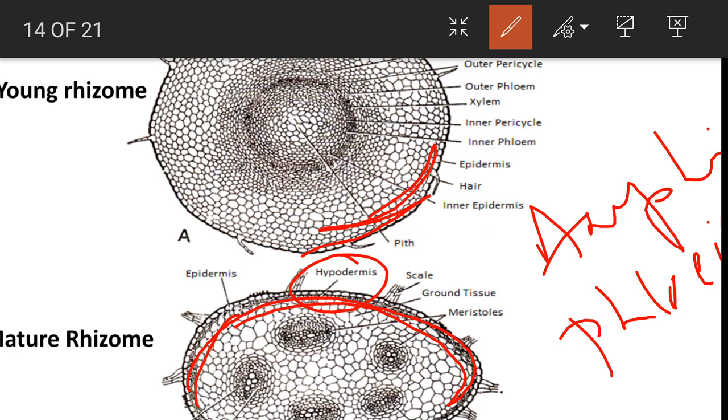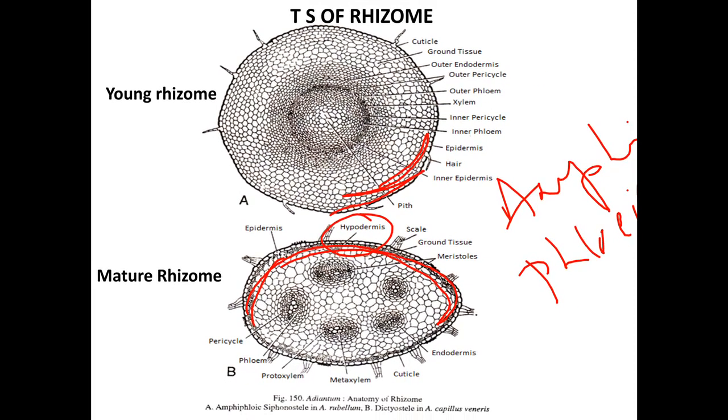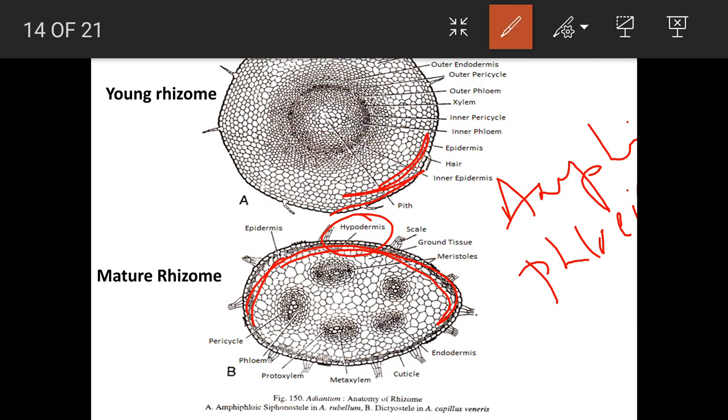What we call the stele which we find here is said to be amphiphloic siphonostele, and you know amphiphloic siphonostele means in the center xylem is present, on either side of the xylem you are going to find two patches of the phloem, because of which you are going to find the different regions. So this is xylem. On the xylem, on both the sides you are going to find phloem. The one which is present outside the xylem is said to be outer phloem, and the one which is present inside is said to be inner pericycle.